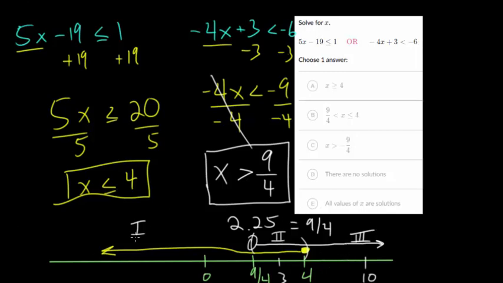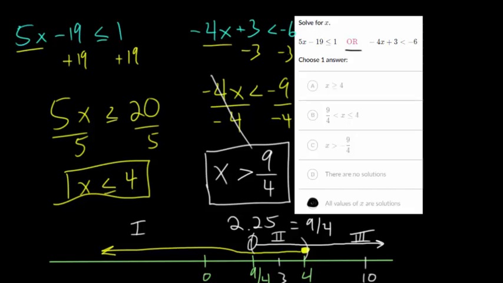So what's interesting about this problem is that literally any number you pick on the real number line would satisfy one of these. And so therefore, all values of x are solutions. So this is every number on the number line works in at least one of these. Now, if this was an AND statement, it would have to be this region in the middle where both of them are satisfied. But since it's an OR statement, only one of them has to be satisfied, and every number on the number line can satisfy at least one of these.